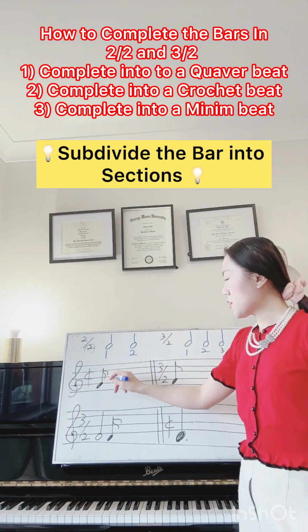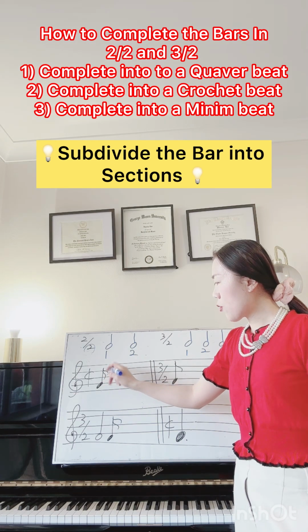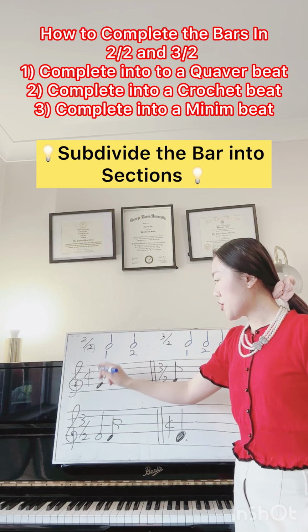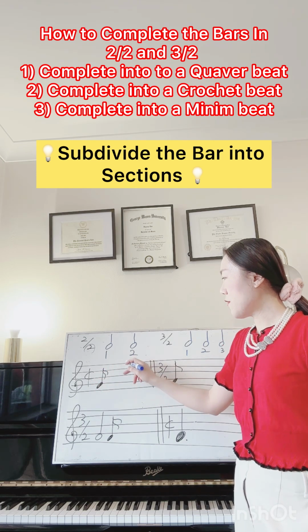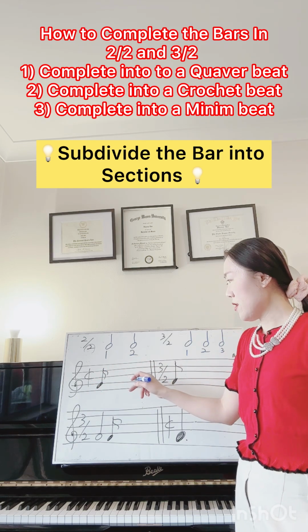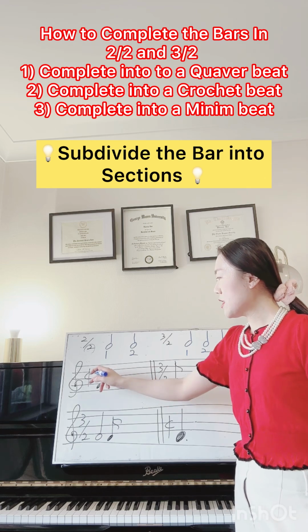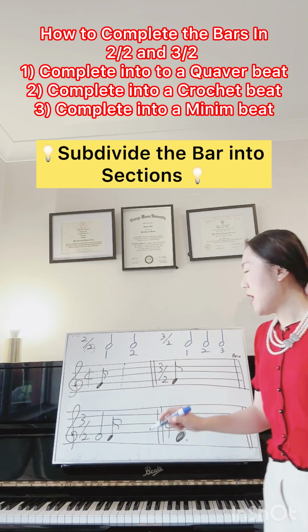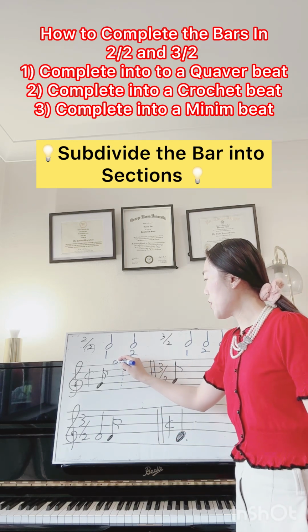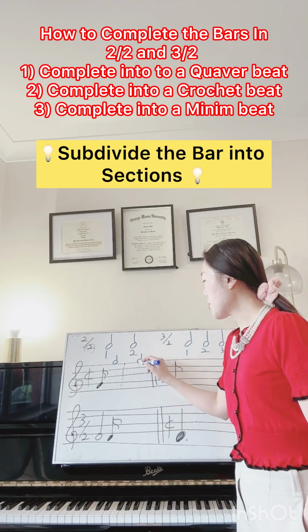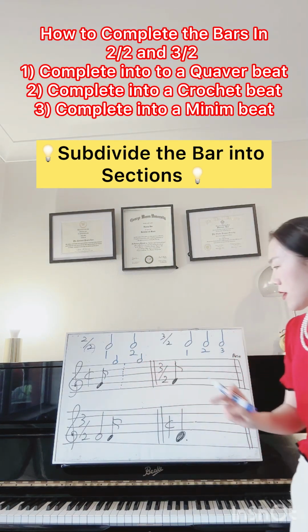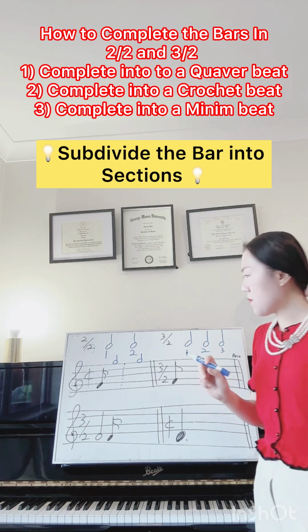So let's look at the first bar. You have the quarter beat stranded. We must be able to define the time signature first, and then divide the bar into sections based on the time signature. So this is a 2/2. We have to subdivide into two sections, and make sure that each section we group into a minim beat. That is what you're supposed to do, without having any confusion or making mistakes.